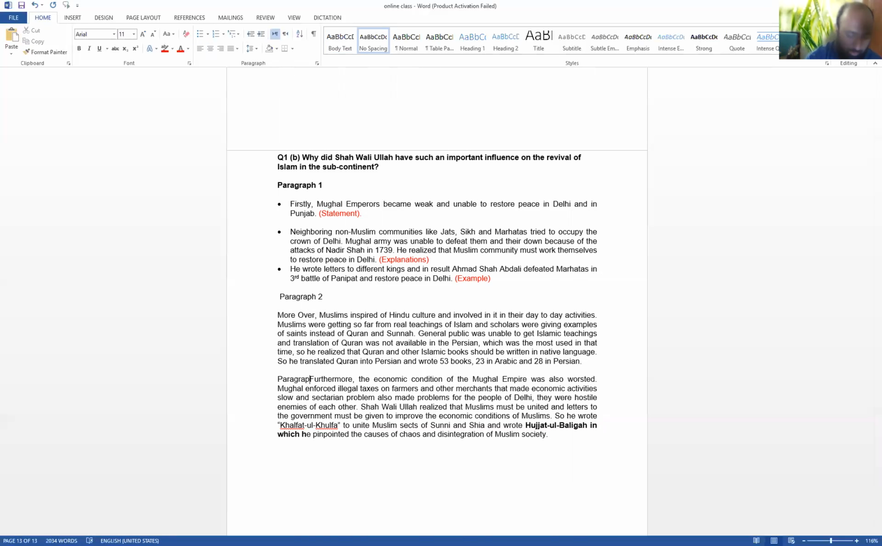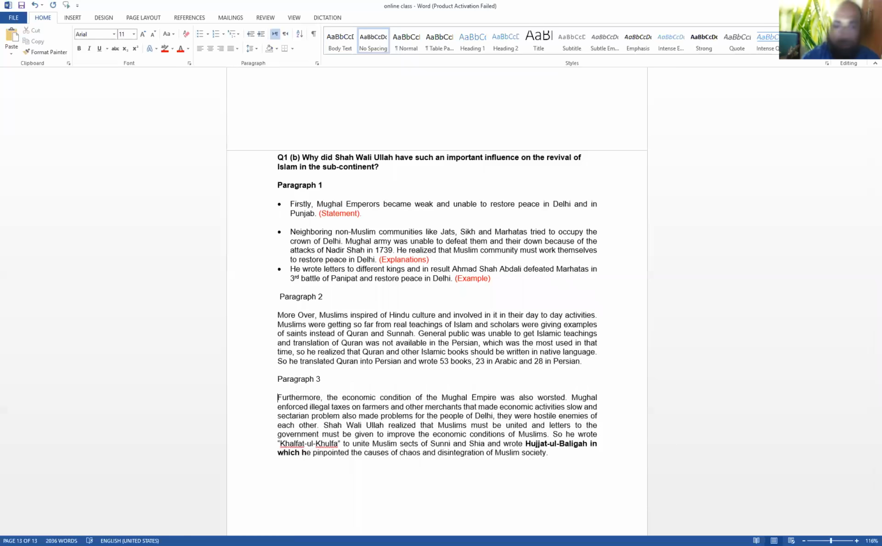Paragraph 3, the same thing. But remember, in history, writing the paragraph number or a slide heading is not allowed in CIE. Inshallah, next class we'll discuss part C, how to write the explain question of 14 marks.